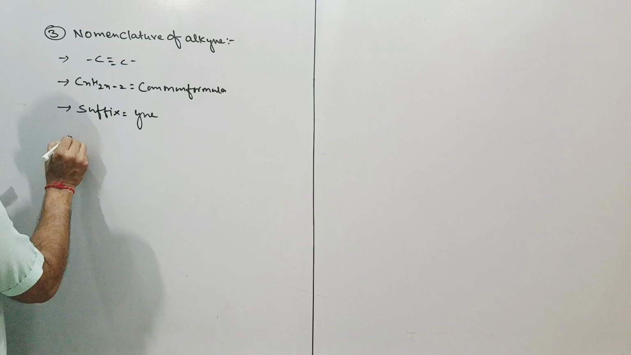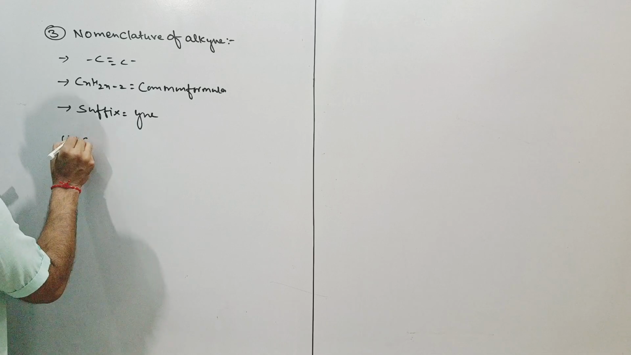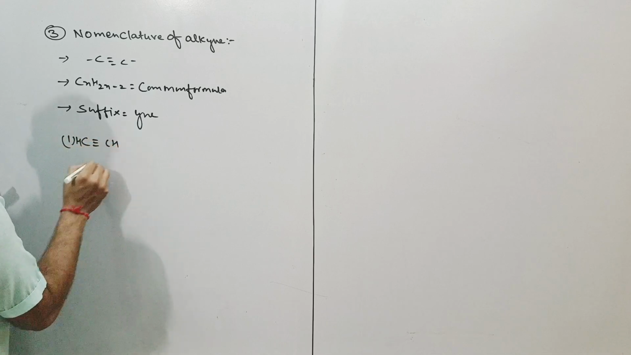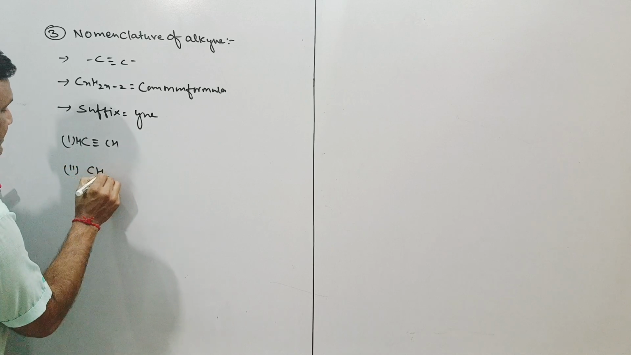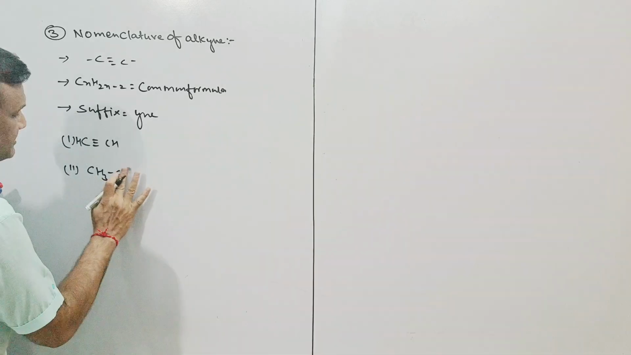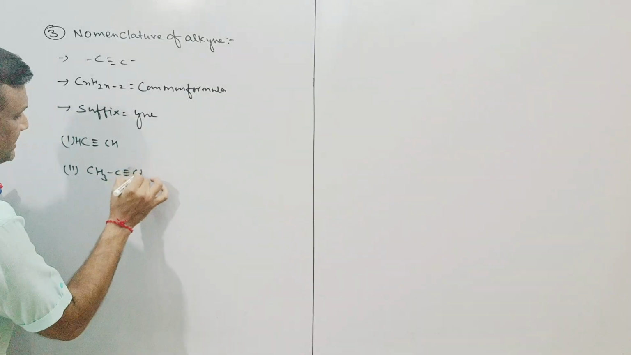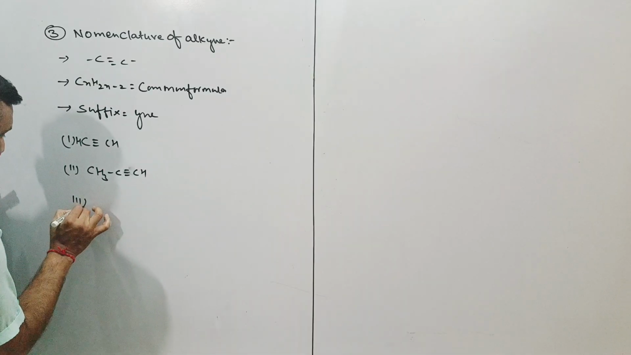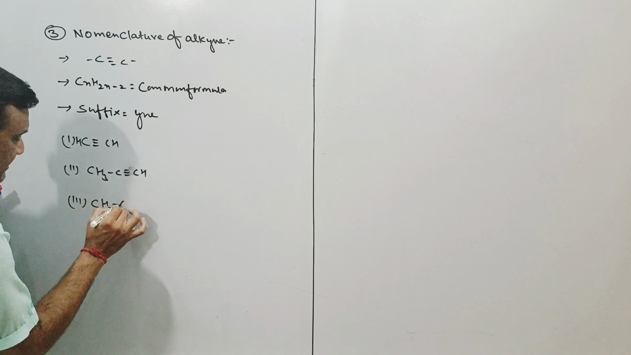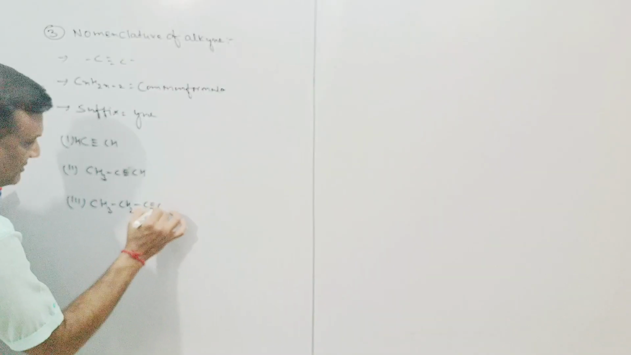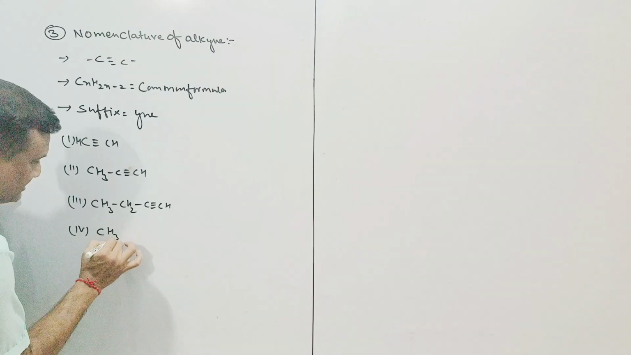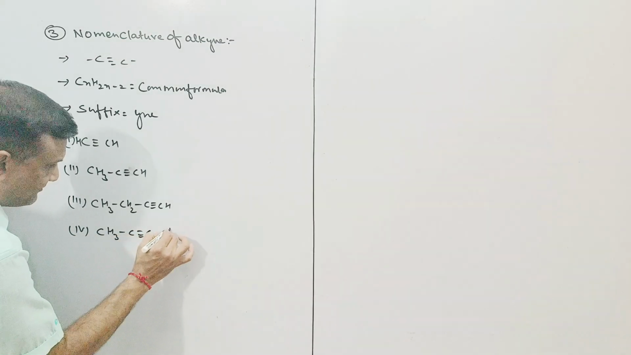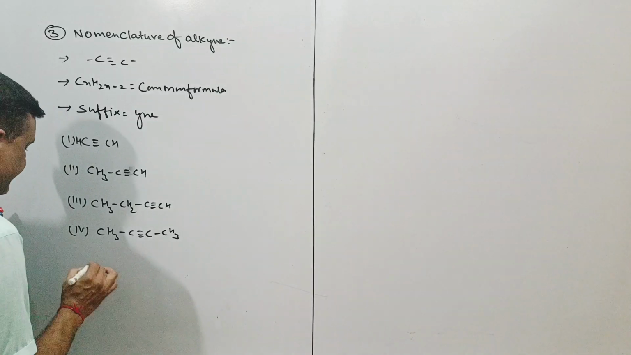So the first compound we take is CH triple bond CH. Second compound is CH3, C triple bond CH. Third compound is CH3, CH2, C triple bond CH. Fourth compound is CH3, C triple bond C, just CH3.